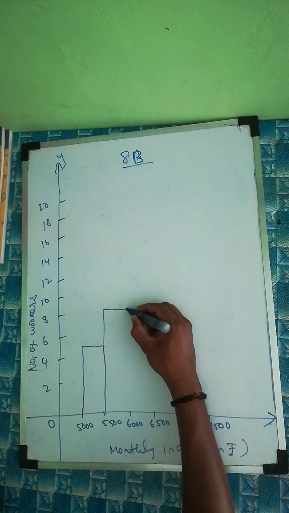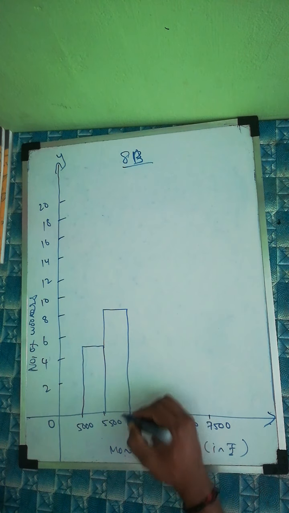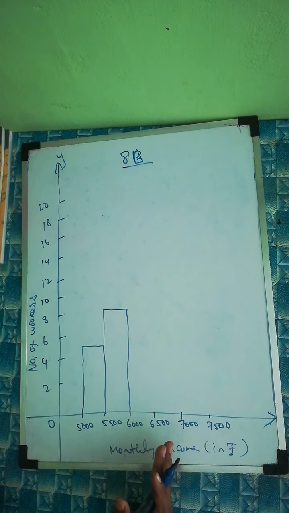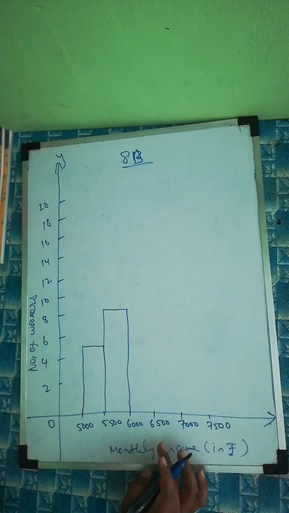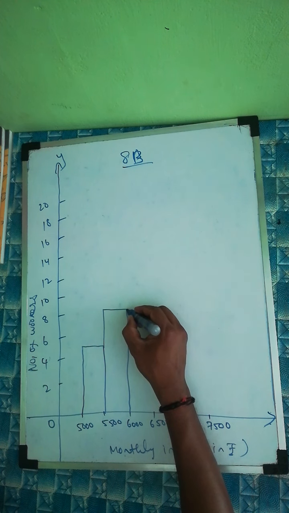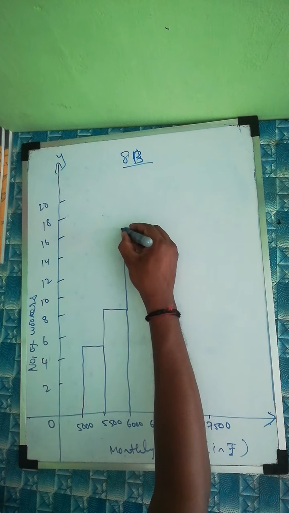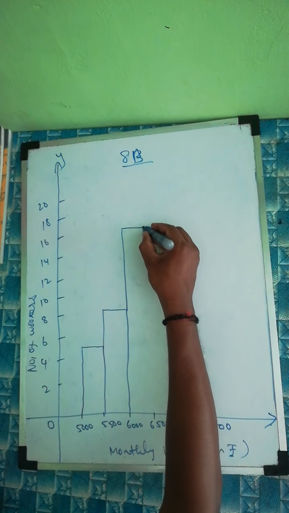So that's the difference between histogram and bar graph. Bar graph means we give a gap; histogram, we won't give a gap. It will be joined only. And next one, 6000 to 6500 is 16. It's 16, you make a line here like that and join it.